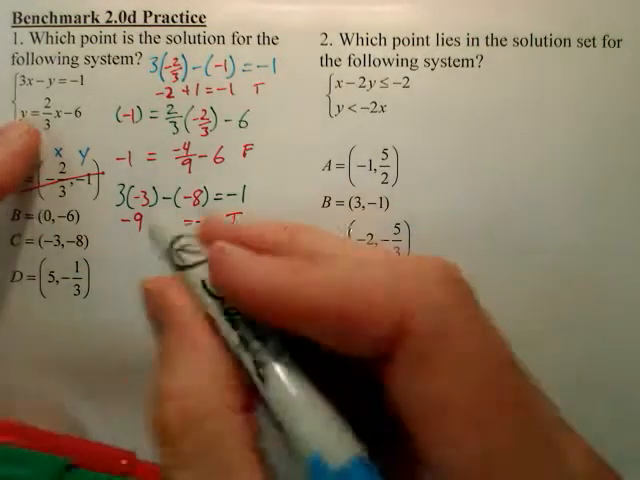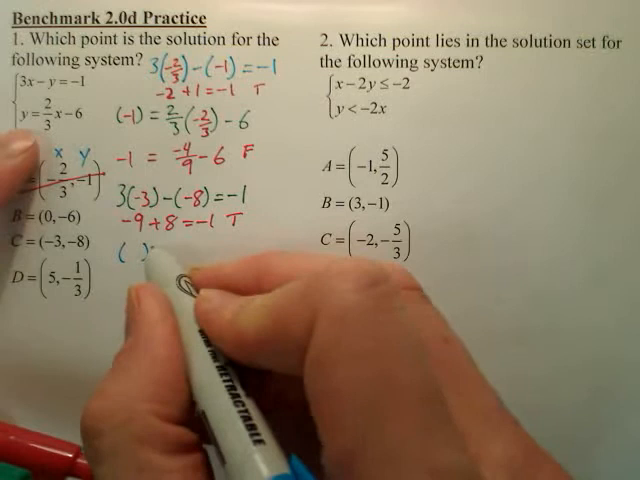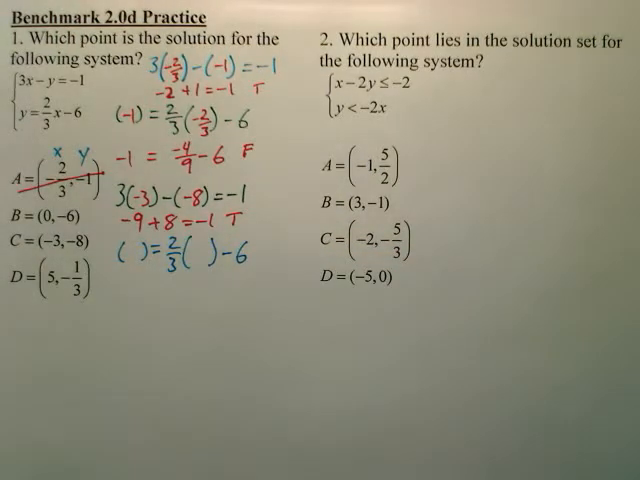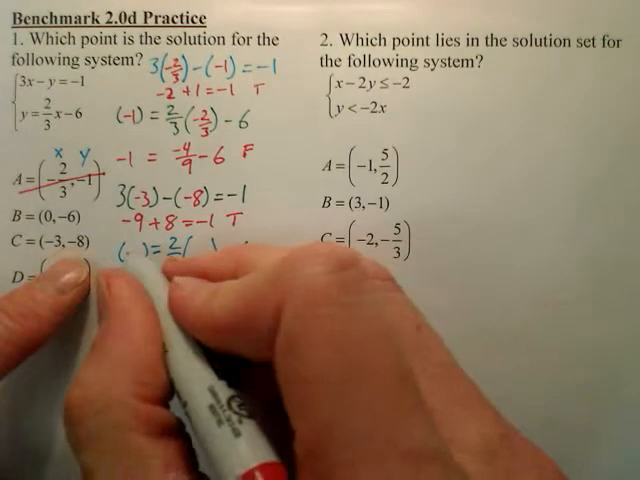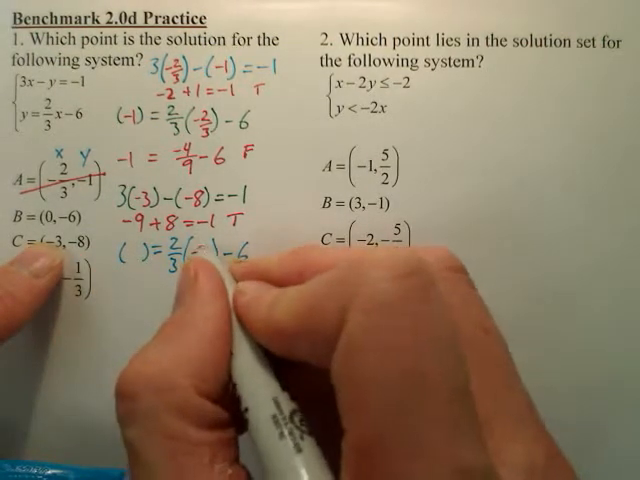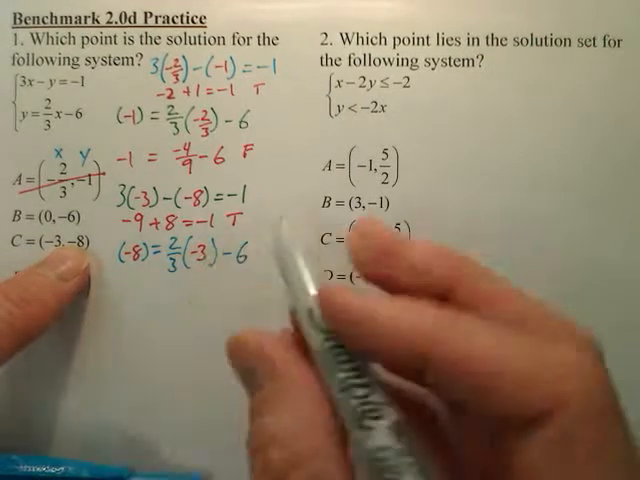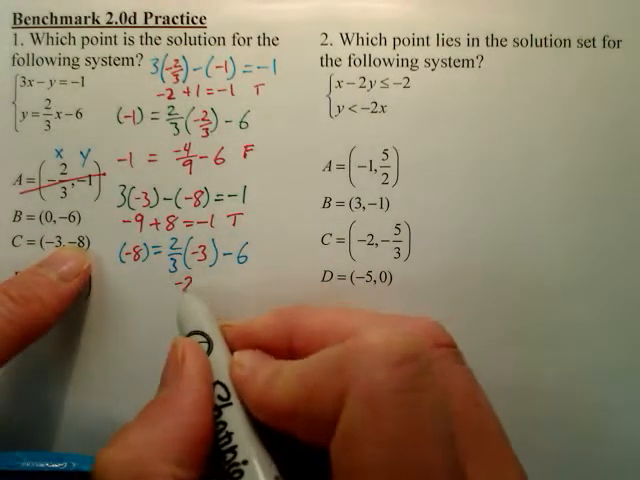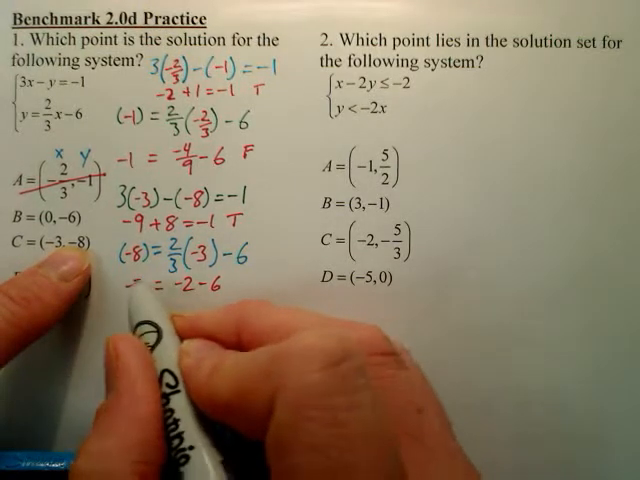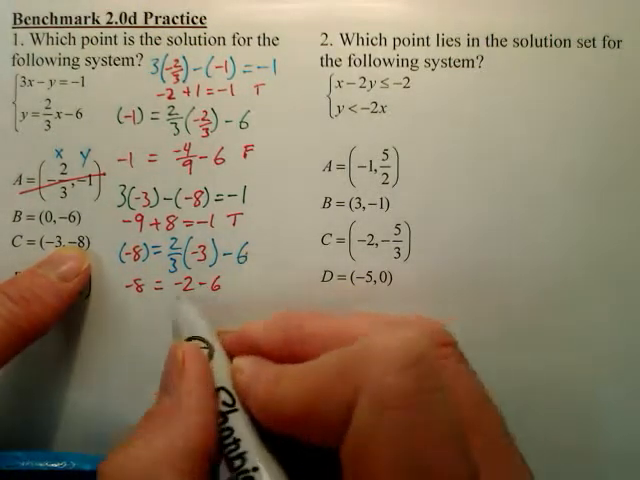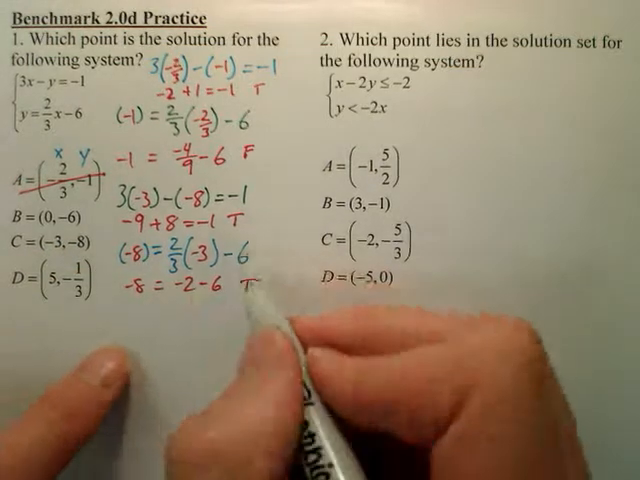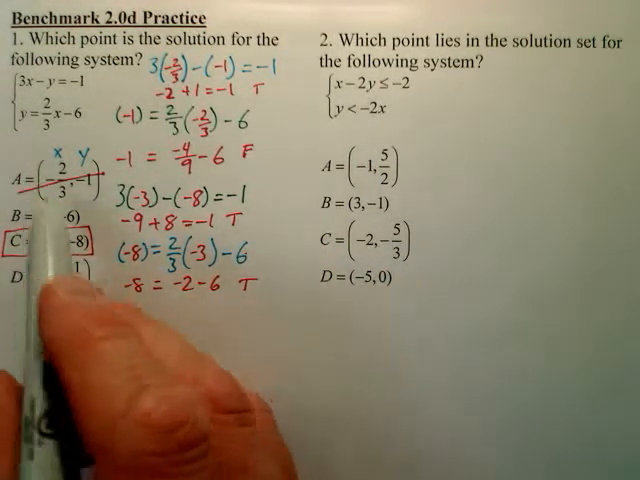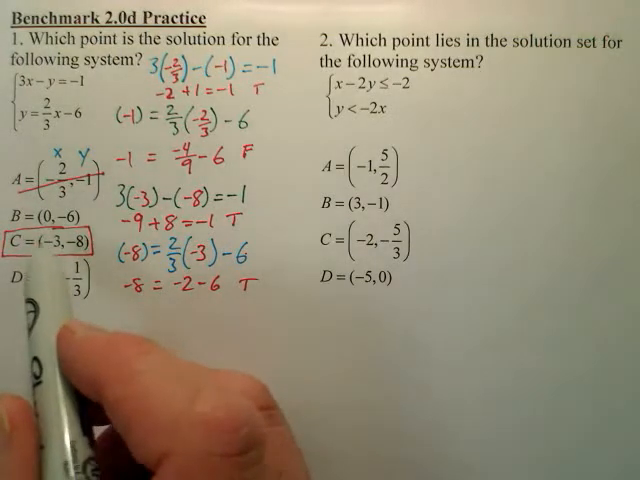And then if I go to my second equation, y equals 2/3 times x minus 6, and I plug in x, which is negative 3, and y, which is negative 8, that becomes negative 6 divided by 3, which is negative 2. So does negative 2 minus 6 give you negative 8? Yes, it's true for both, so that is the answer. Technically, you'd want to check all of them, but I jumped to the answer knowing that would be the answer.